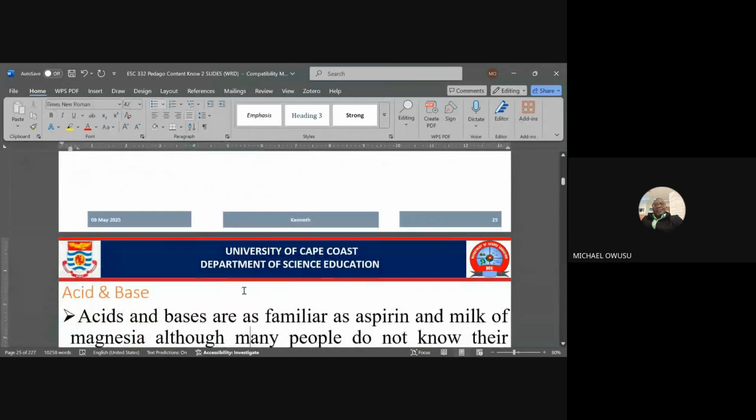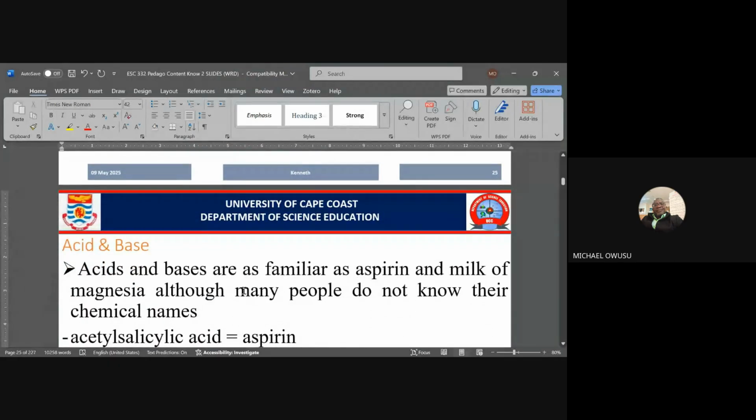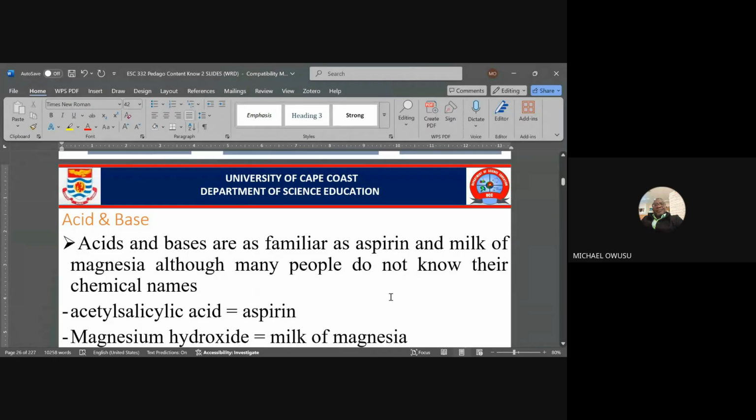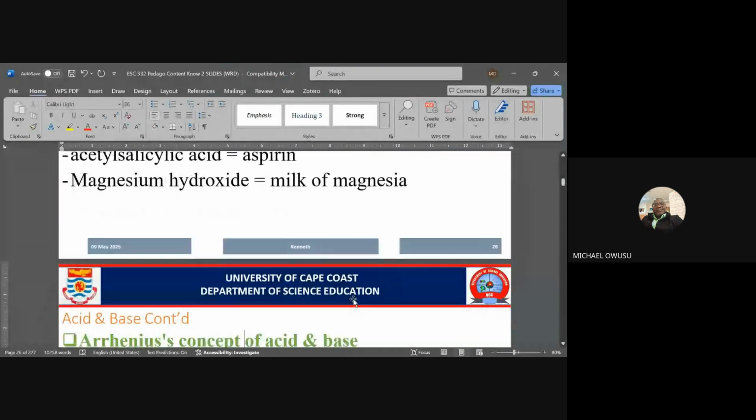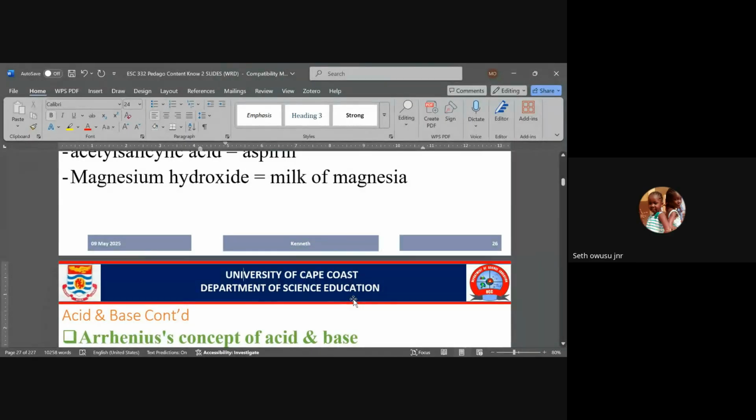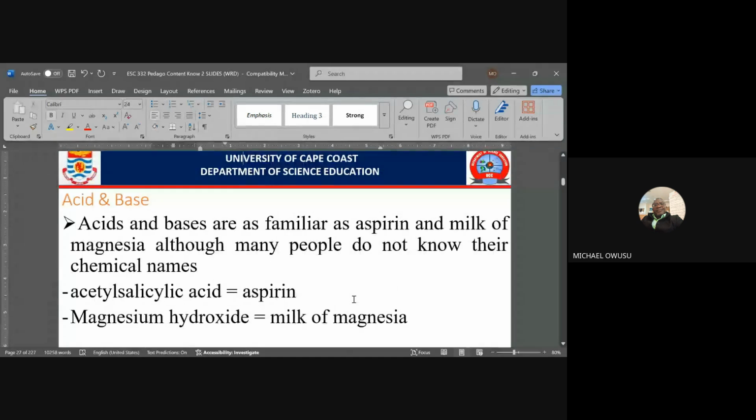So let's see how we can teach acids, bases, and salts. Acids and bases. Are you there? Yes, Doc, we are here. You know, acids and bases are familiar as aspirin and milk of magnesia, although many people do not know their chemical names.